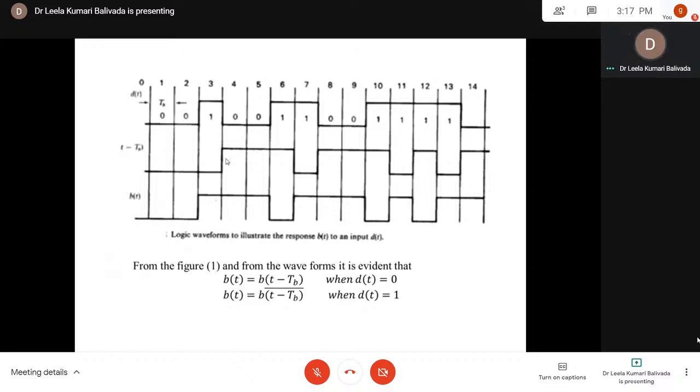So if you carefully observe this figure, D of t is equal to 0 when B of t and B of t minus tb are equal. When B of t and B of t minus tb are equal, in that particular case, D of t is equal to 0. And when B of t is equal to the complement of B of t minus tb, that means when B of t minus tb is 0 and B of t is 1, in that particular case, D of t is equal to 1. So B of t is equal to B of t minus tb when D of t is equal to 0, and B of t is the complement of B of t minus tb when D of t is equal to 1. So this is the concept involved in differential phase shift keying.